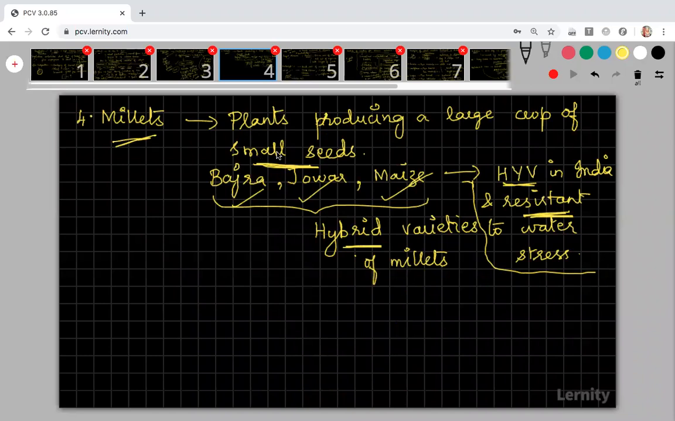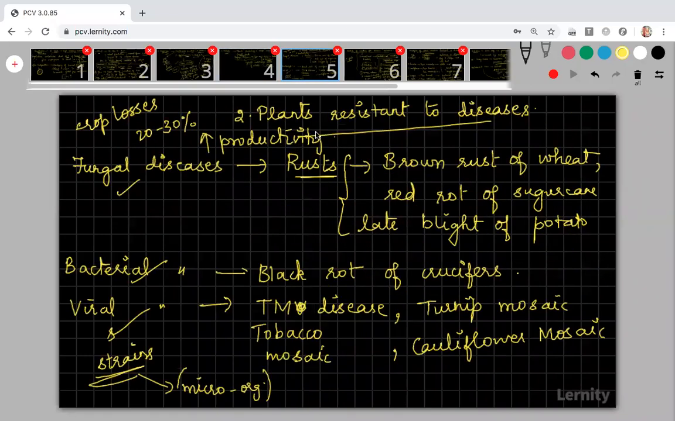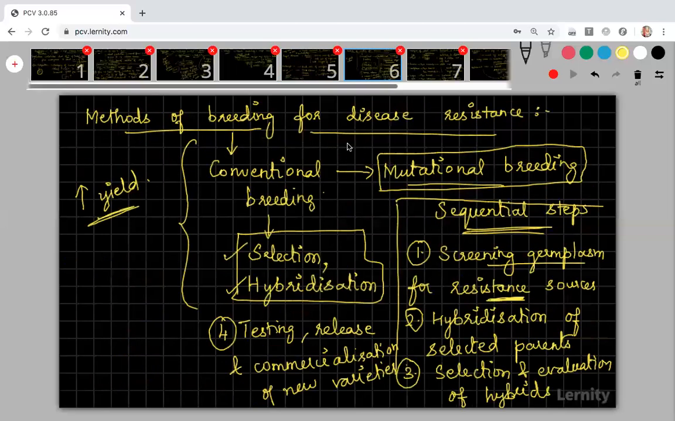Okay. And the second desirable character we discussed is plants resistant to disease. Some of the common fungal, bacterial and viral diseases that occur in plants are listed here. And what are the methods of breeding for disease resistance? One is conventional, another one is mutational breeding. Conventional breeding includes selection and hybridization methods. Mutational breeding is done by causing mutation in the plants by inducing mutagens into them. The sequential steps of this breeding process are: first you screen the germplasm for resistance sources, then select the parents, then hybridize them, then test the recombinants, and finally release the recombinants for commercial purpose.